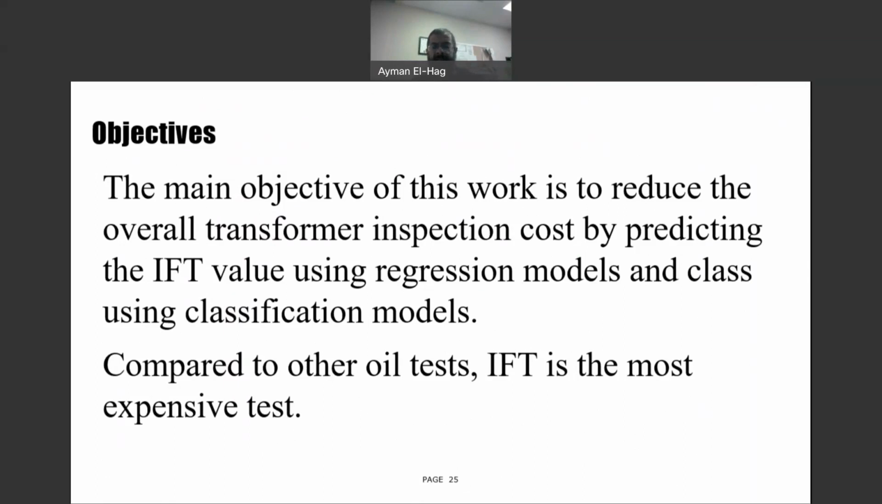And I selected here to predict the IFT, the interfacial tension. Why? Because as I mentioned, this is the most expensive test. So it makes sense to try to predict this value. In the coming two presentations, I will try to predict the IFT using a regression problem, to predict its value. And then we'll see how we can turn this regression problem into a classification problem, which can be applied to many regression problems.